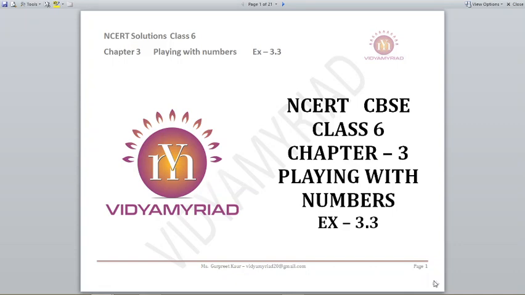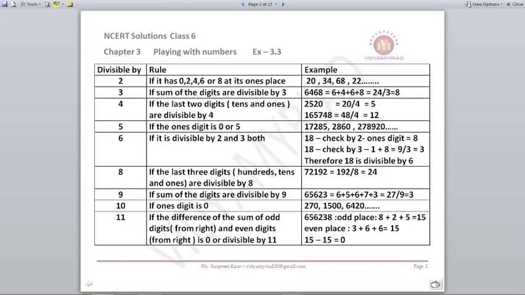This video is made for class 6 on chapter number 3, Playing with Numbers, and today we are going to do exercise 3.3 of NCERT. Before we begin with the actual exercise, I have drafted a table for you so that you understand what rules are applied in the case of divisibility.